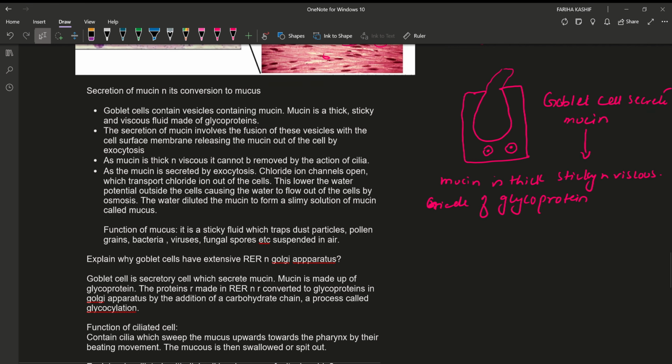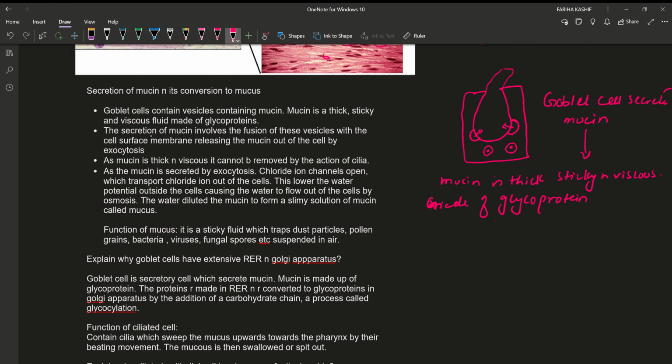Now, the secretion of mucin out of the goblet cells: as it is located inside the vesicle, how does the vesicle release its content outside the cell? These vesicles get fused with the wall of the goblet cell and release mucin outside by exocytosis.